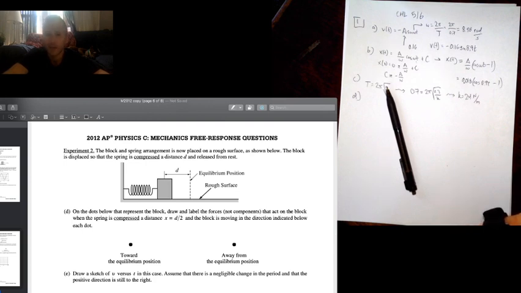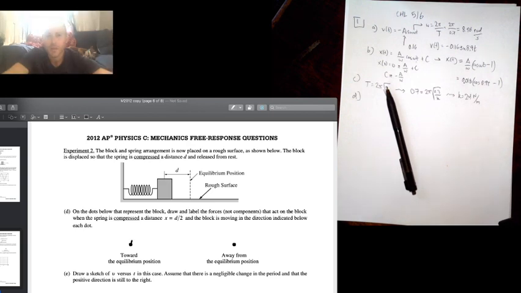Okay, so we're going to have normal force and weight force, and both of these will have normal force and weight. So those are pretty straightforward. So normal force and weight here as well.